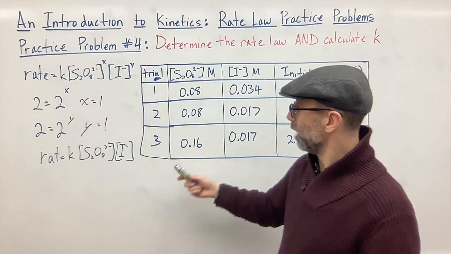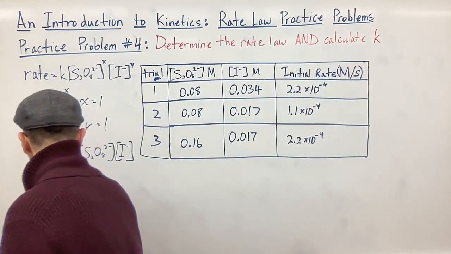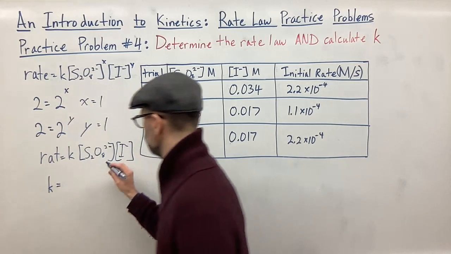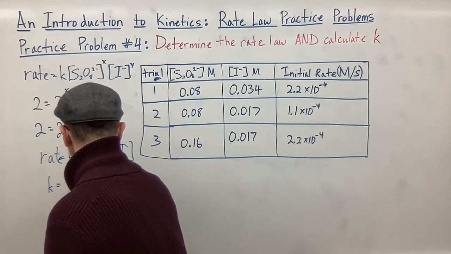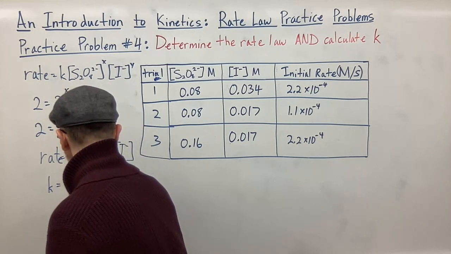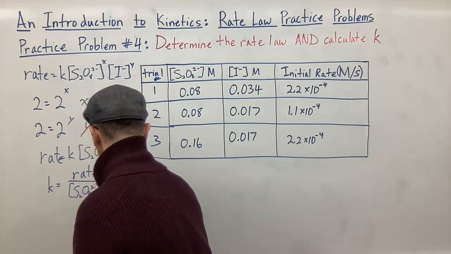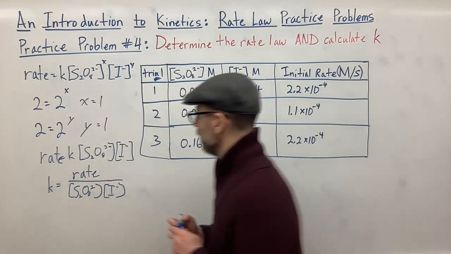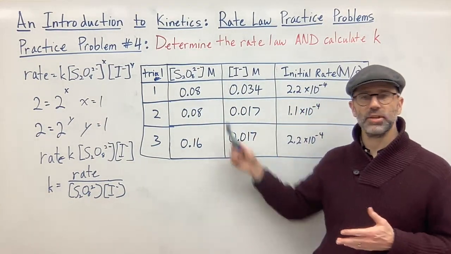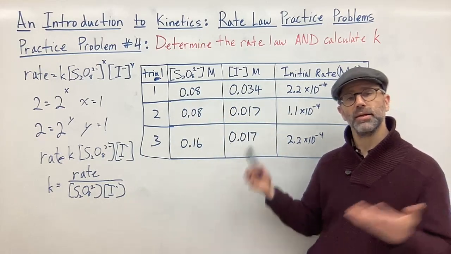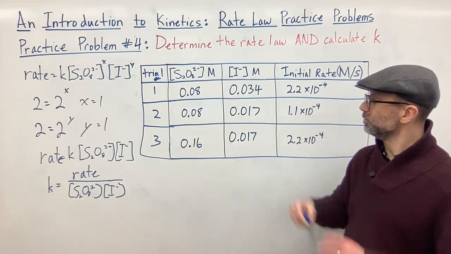So now let's find K. How do you find K? Well, we want to solve for K. So K is going to be equal to the rate divided by the concentration of S2O8 2 minus, multiplied by the concentration of I minus. And then all we need to do to find K is take any of the values in any of these 3 trials, plug them in, and we get K. And it doesn't matter which trial you use. So we could take the first one.